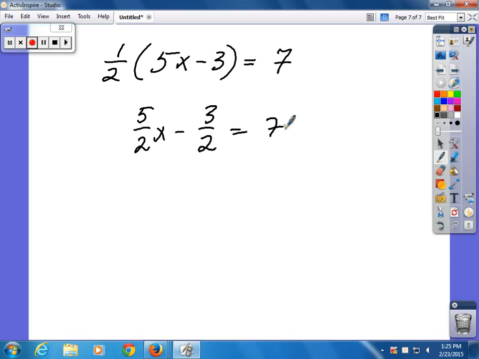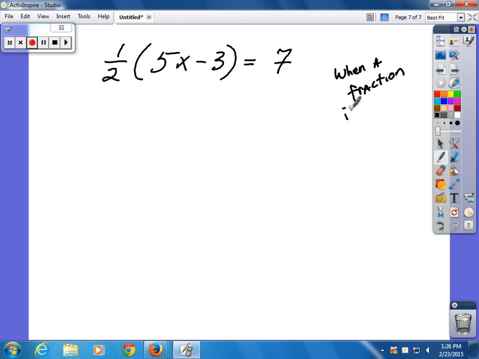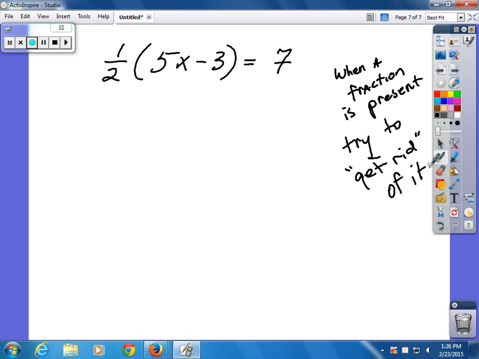Whenever you have a fraction, the best thing to do is what? Keep it or get rid of it? Get rid of it. Write that down. When a fraction is present, try to get rid of it. Some of y'all may not know what get rid means. That means remove. Okay? Get rid of it.